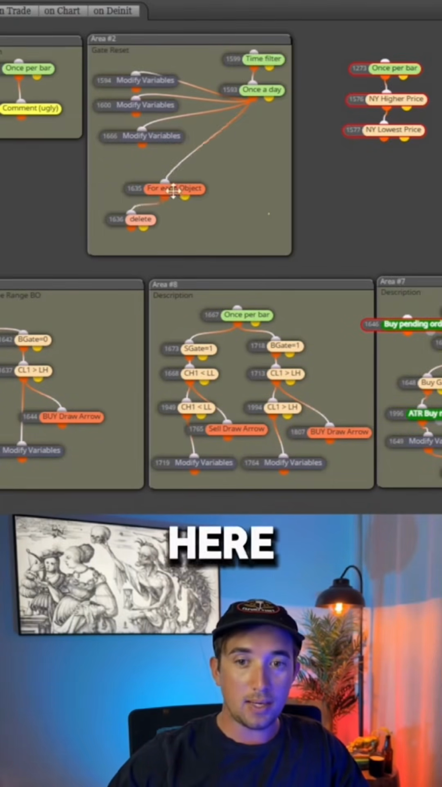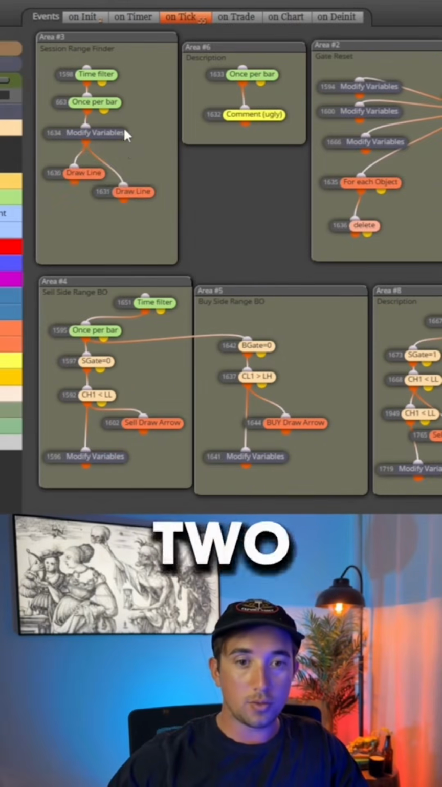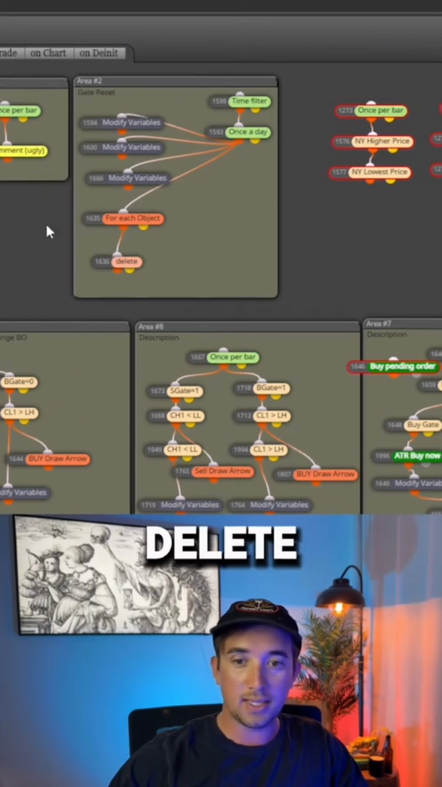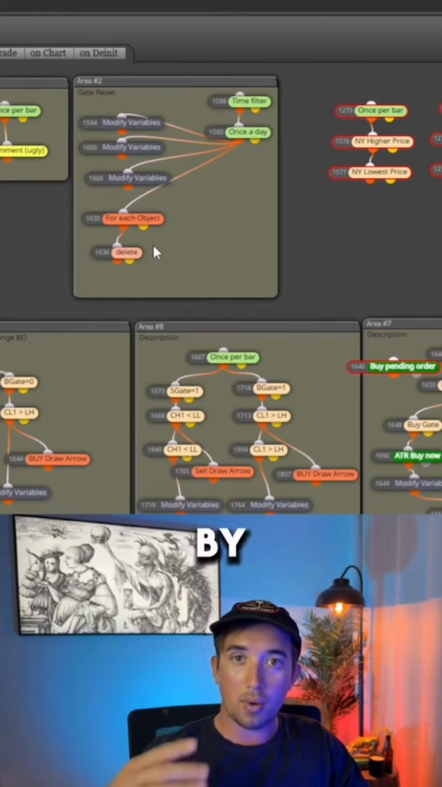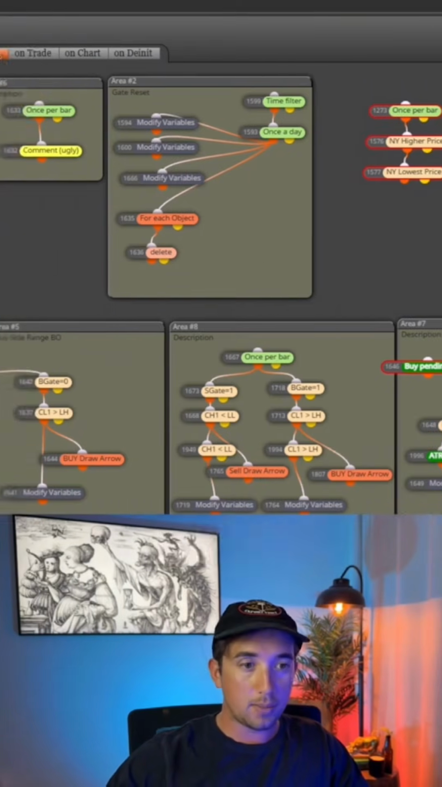And then down here we have for each object, because I drew 2 lines previously, we need to delete those so that our charts aren't cluttered by several lines up and down the chart. But let's get into the strategy.